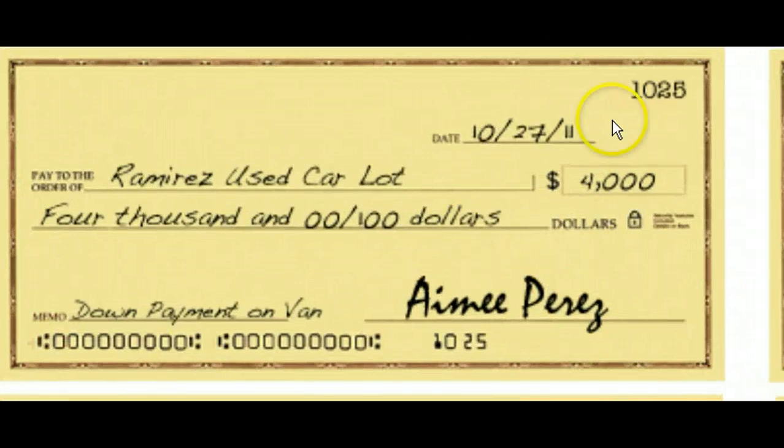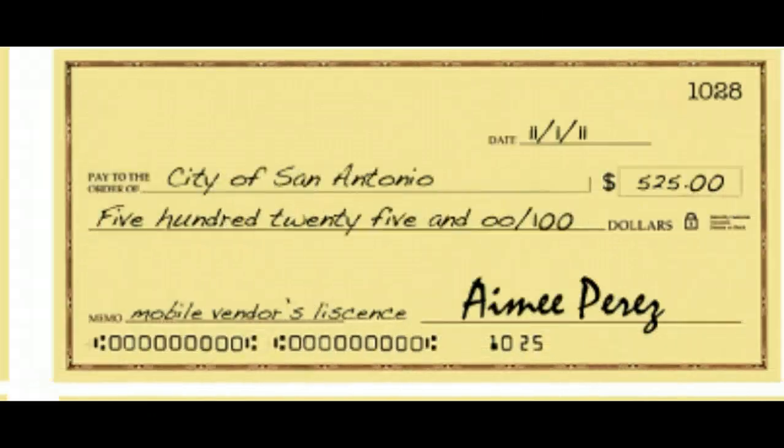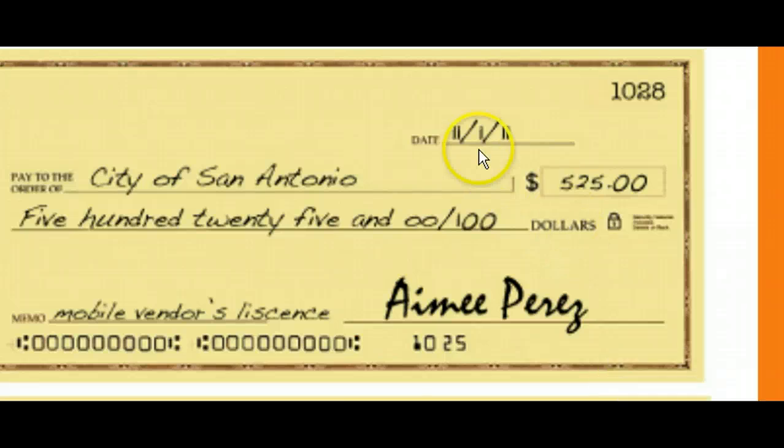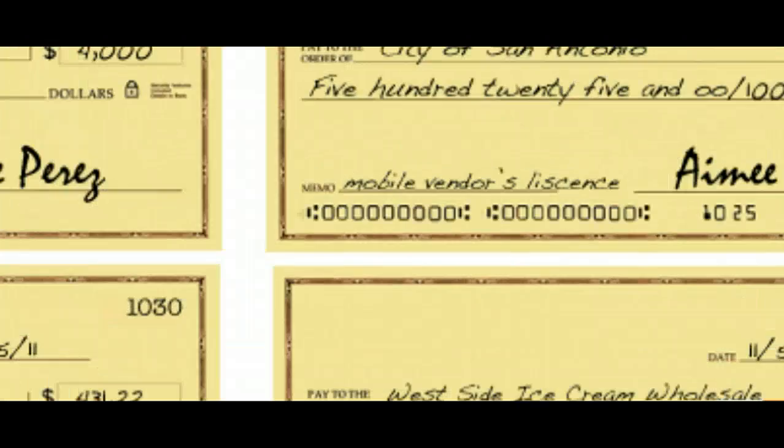Okay, so the first check, we can look at all the details here, the date, the amount, the memo line. It's paying to the order of Ramirez Used Car Lot, and the memo says it's a down payment on a van. Well, there's one piece of evidence. Let's keep going. It looks like several days later, the same person wrote a check for quite a bit more money. This check was to the city of San Antonio, and it's for a mobile vendor's license. Okay. Let's look at another check.